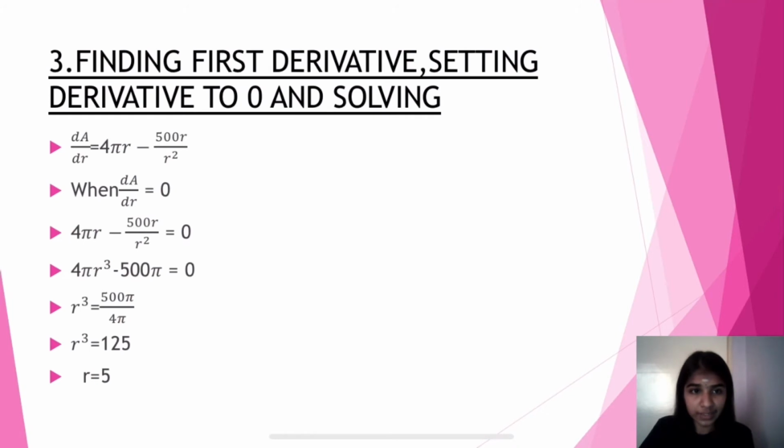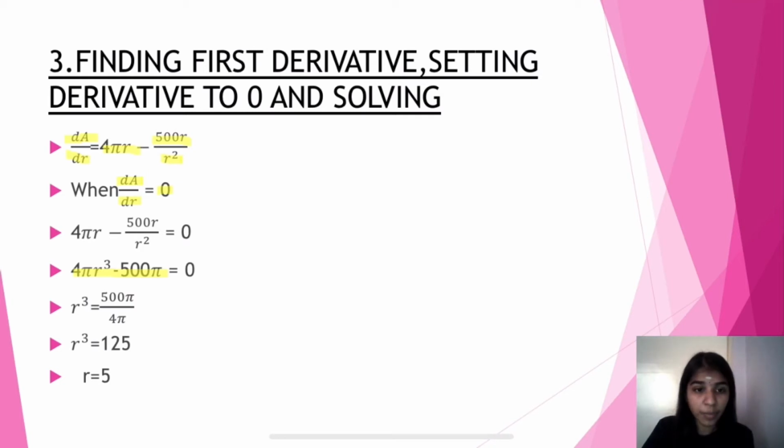Let's look at the third thing that we need to do: finding the first derivative, setting the derivative to 0, and solving. The first derivative here is dA over dr. So my dA over dr will be 4 pi r minus 500 pi over r squared. This is my first derivative. Next, I'm going to equate dA over dr to 0 in order to find my value of r. So 4 pi r minus 500 pi over r squared equals 0. Then I'm going to equate my denominator to get a single equation like this.